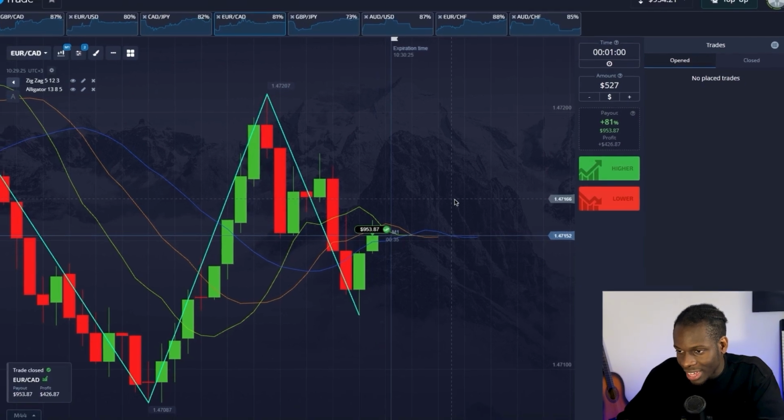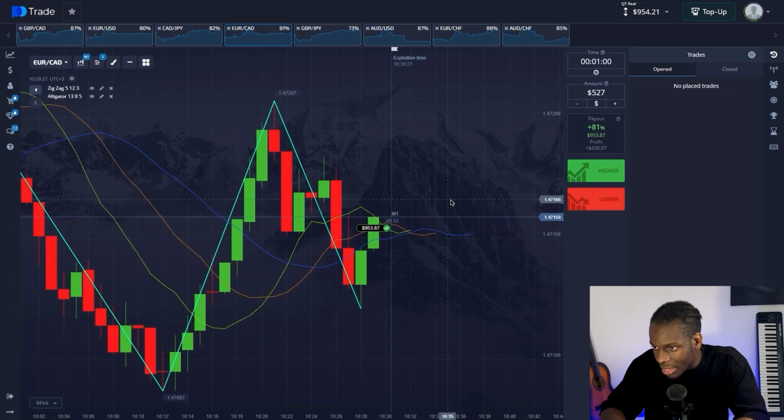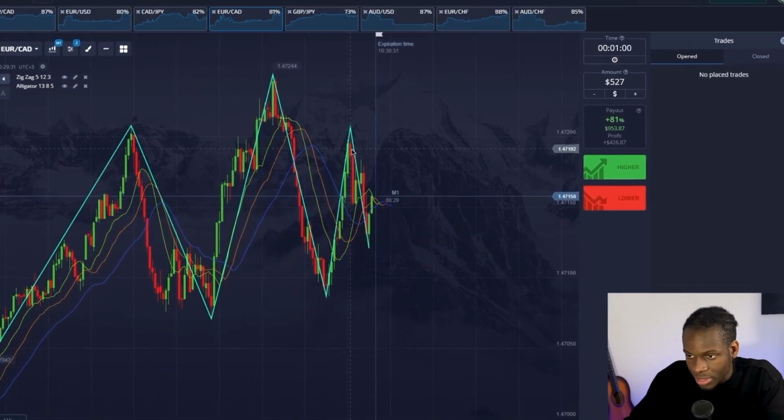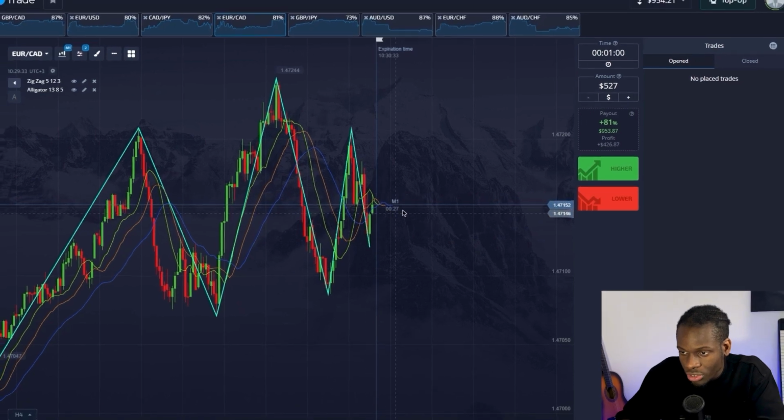Sweet. So we're in profit again, guys. So that's 3 in a row. Right now we're almost at $1,000. We started from $150 and basically we're just monitoring the zigzag, guys.